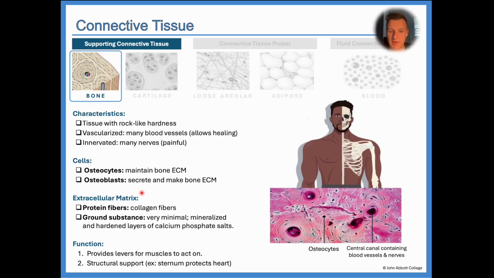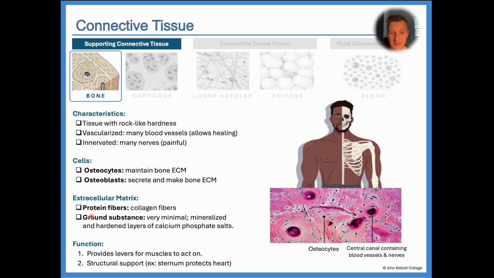The cells that make it are osteocytes and osteoblasts. Remember, osteoblasts are the builders, right? They secrete and they make bone ECM. Osteocytes, they're the retired bone cells. They're mature. They maintain the bone. They do make some ECM, but they kind of just maintain it. They don't grow it actively.